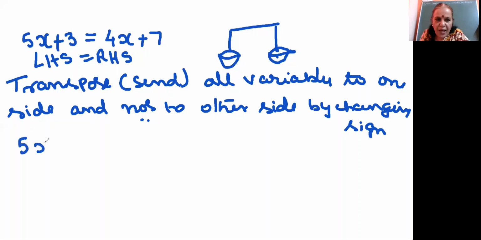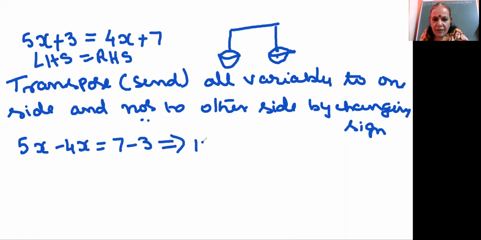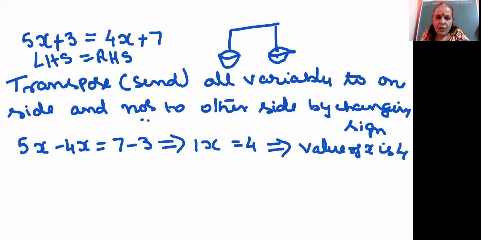Here 5x, and I'm sending 4x from left hand side to right hand side. That is 5x minus 4x is equal to 7 minus 3, and you will get 1x. 5x minus 4x is 1x is equal to 4. That means value of x is 4. You can check the answer by substituting.